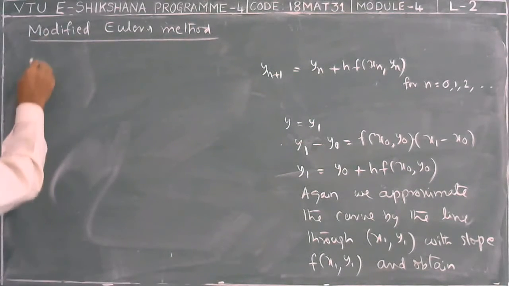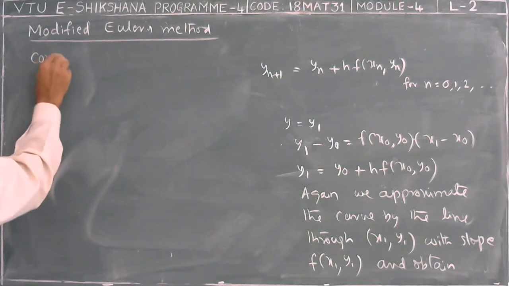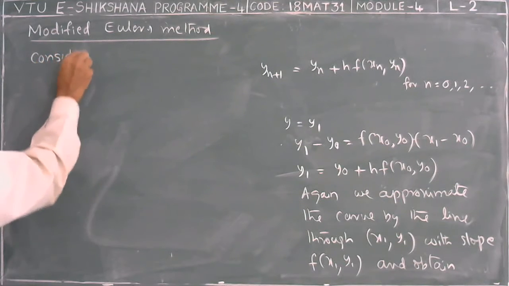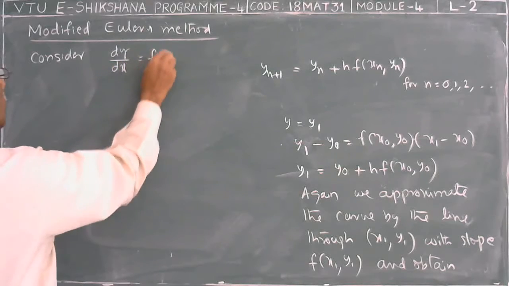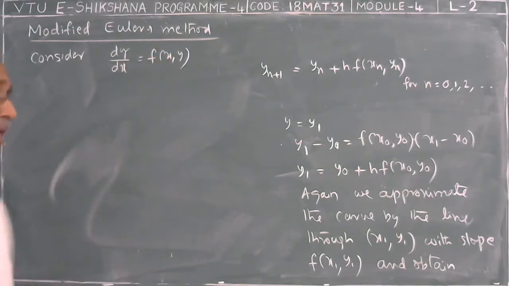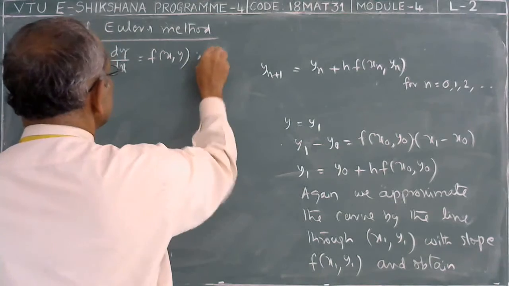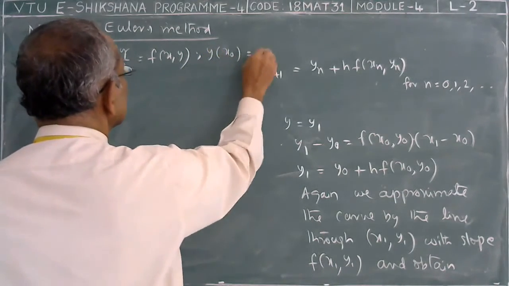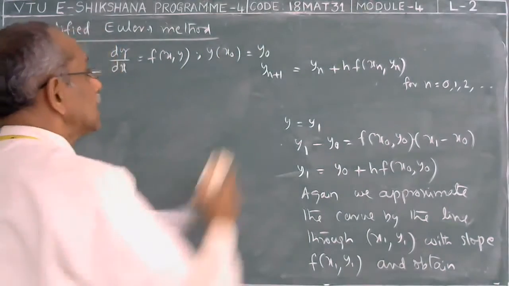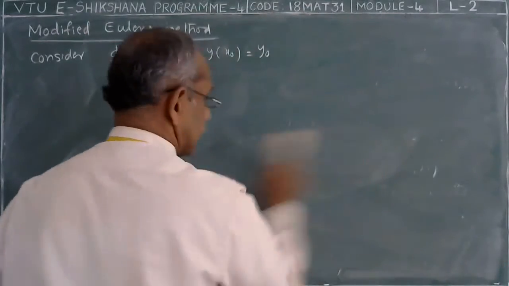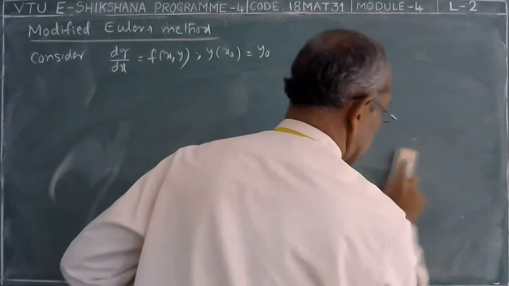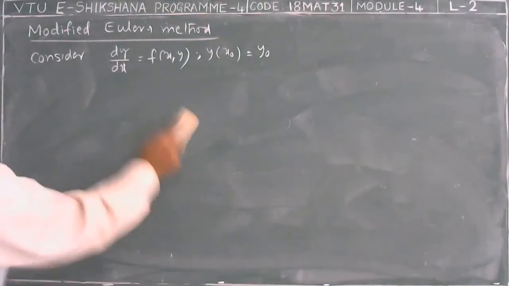Again, we use this method to solve the first order ordinary differential equation of the form dy by dx is equal to f of x comma y with given initial condition y is equal to y naught at x is equal to x naught.